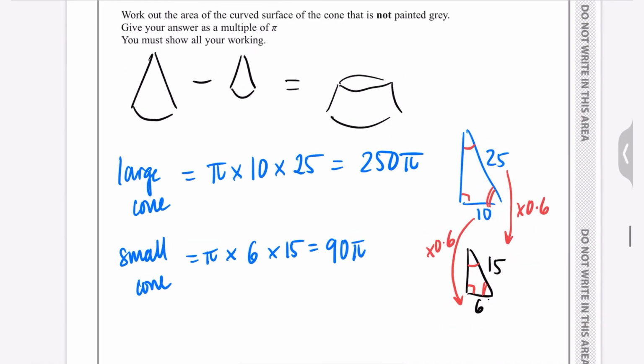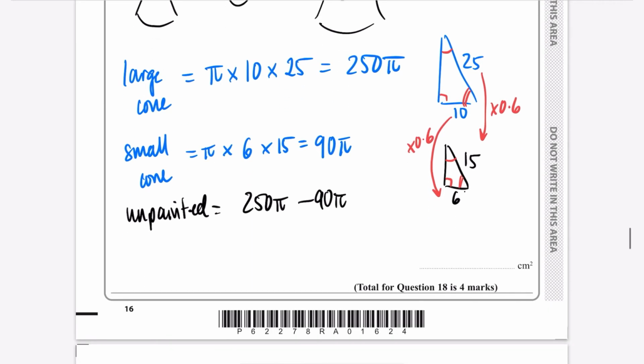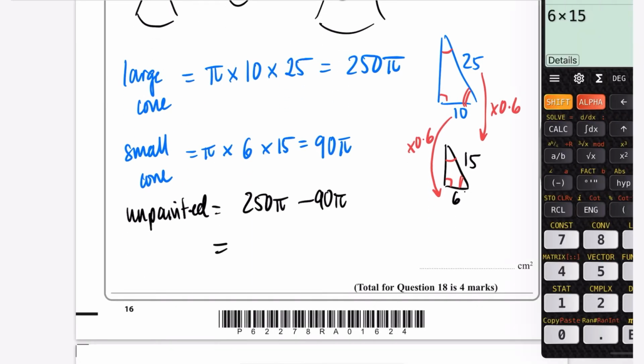So the bit that we want, the not painted grey, so the unpainted, is going to be our 250 pi minus 90 pi. You can ignore the pi's when you do this. You could type them in if you want to. I'll show you that you can.